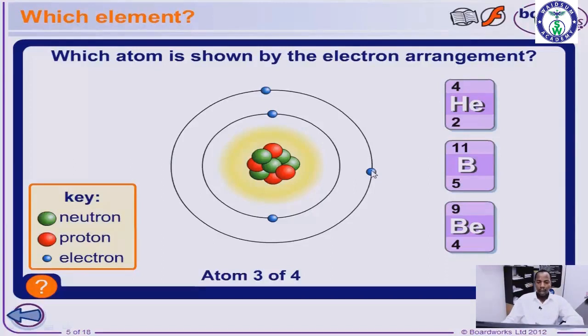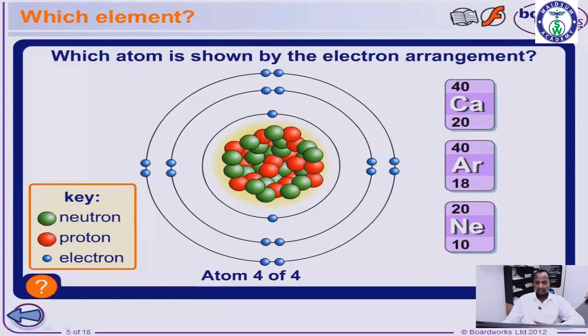So which element or which atom has 4 electrons, which is also equal to the number of protons, 4? So which is it? Helium? No. Is it boron? No. Is it beryllium? Yes, because the atomic number is 4 and the number of electrons is 4. The number of protons is 4. Is that okay? So great. Now we move on to the next atom.